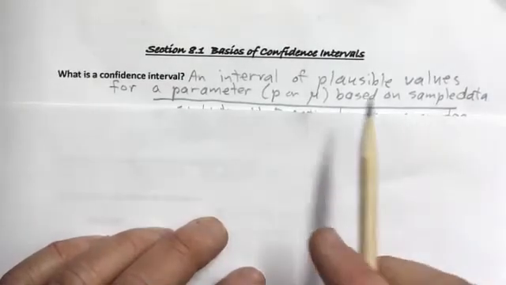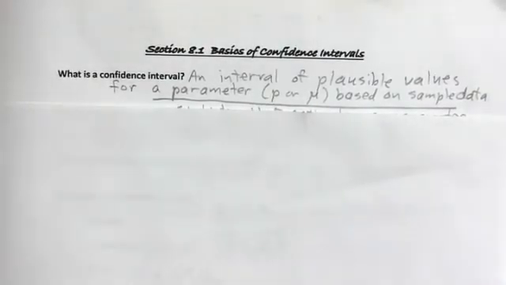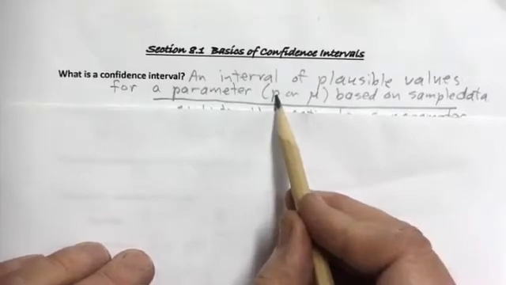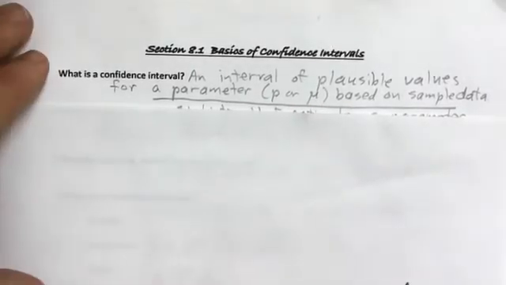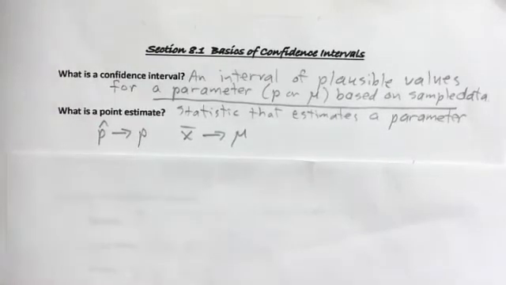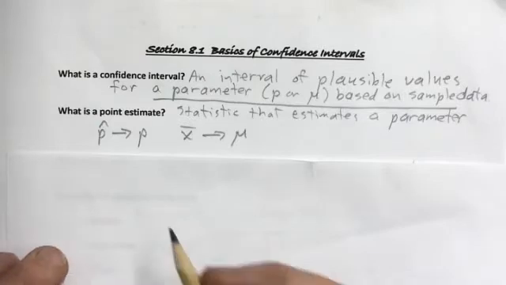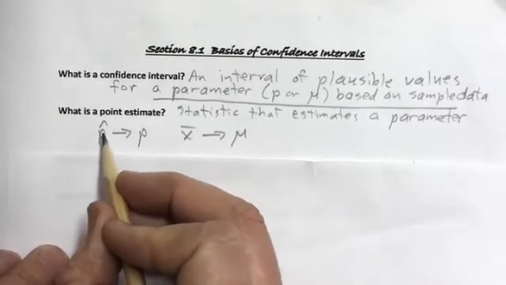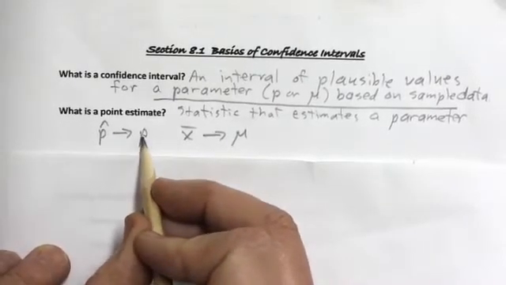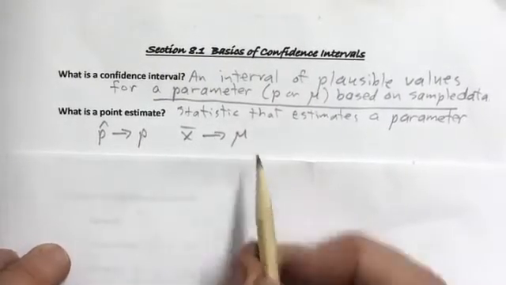And so it's just a list of plausible values for P based on sample data, based on our estimate. We're going to use P hat to estimate P and X bar to estimate mu, just like we did in the last chapter. So what is our point estimate? It's just a statistic that estimates a parameter, which we had in the last chapter too. Our P hat, our sample proportion, is our point estimate for P, and X bar is our point estimate for mu.